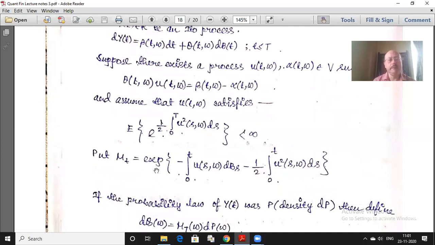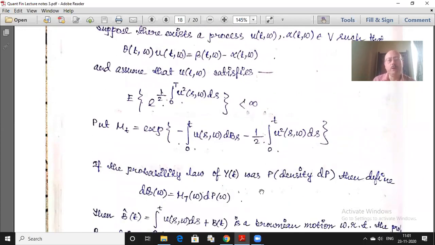MT is the exponential of the sum of these two things: minus integral u dB, minus half integral u squared ds. So MT is our agent of transformation, which will help us in creating the right kind of probability.